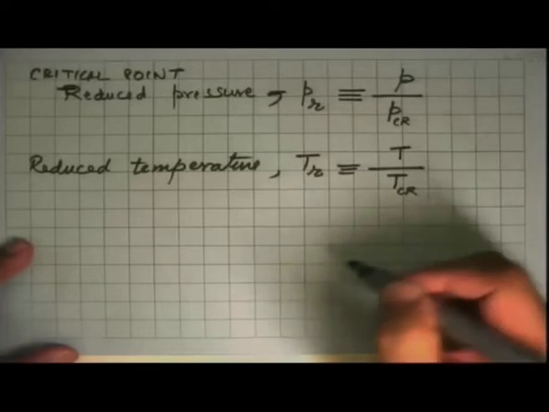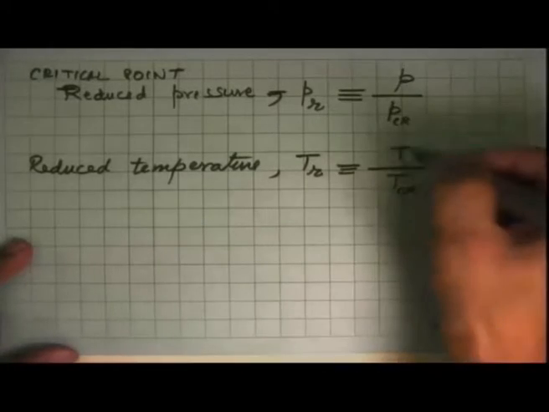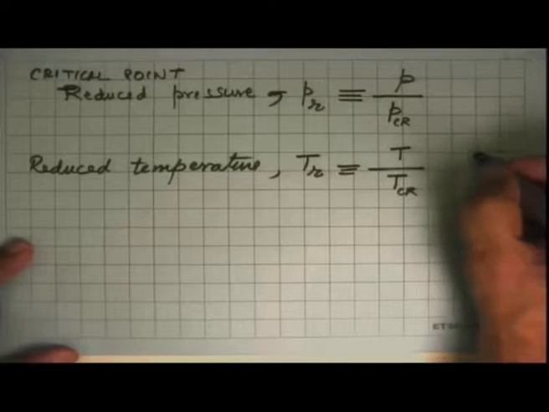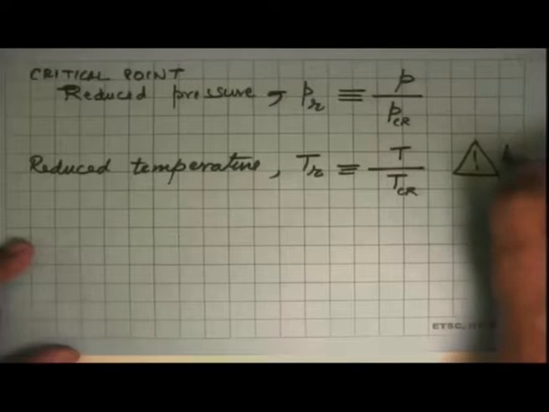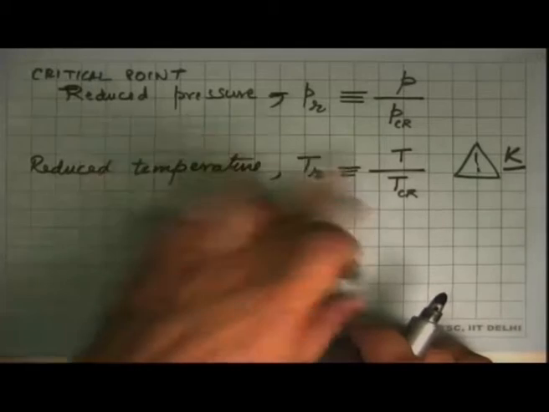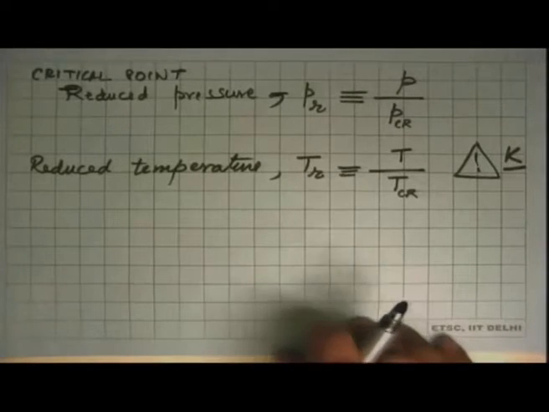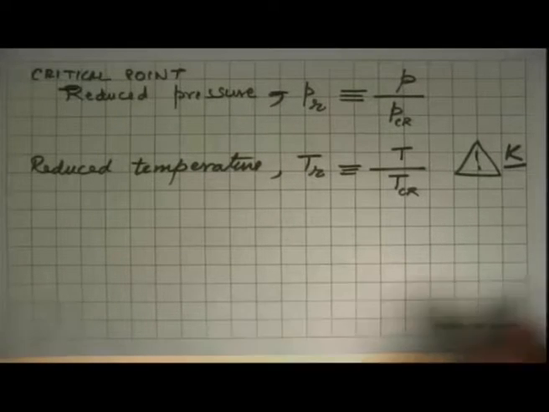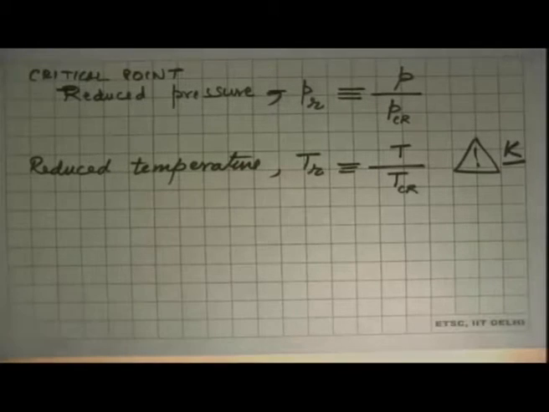Pressures are always absolute, so we don't have a problem. Temperatures, be always careful. All temperatures must be in Kelvin only for this particular case. We cannot have a negative reduced temperature. So this is the first thing we define.